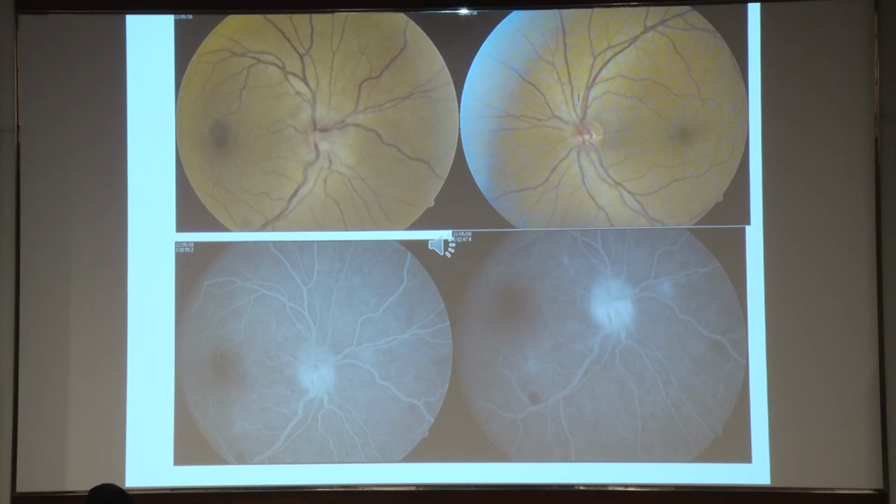So this is a case of NAION where you can see that there is a classical small disc over here with edema, which is leaking on fluorescein angiography. The other eye is also a very small, crowded disc, suggestive of a disc at risk.